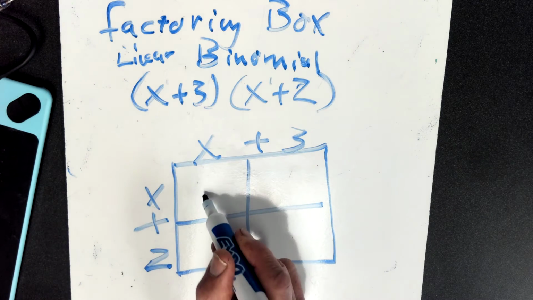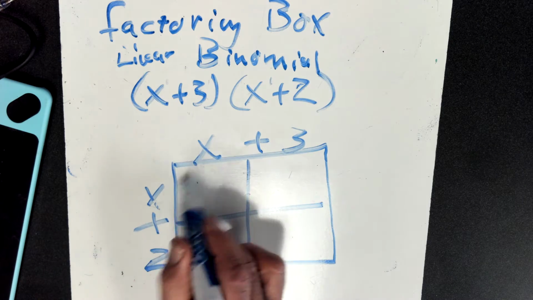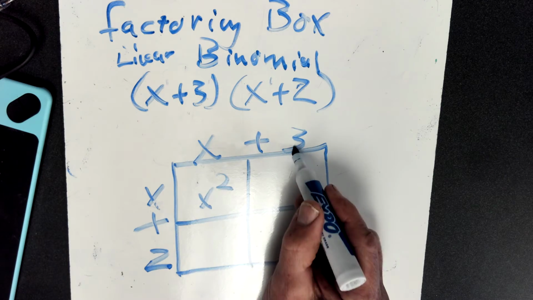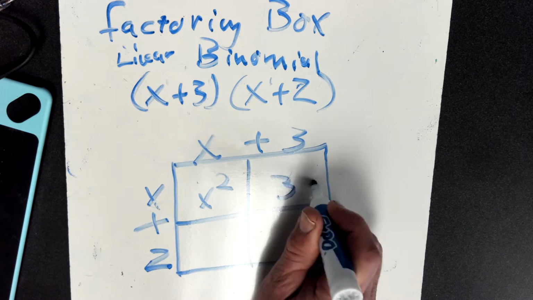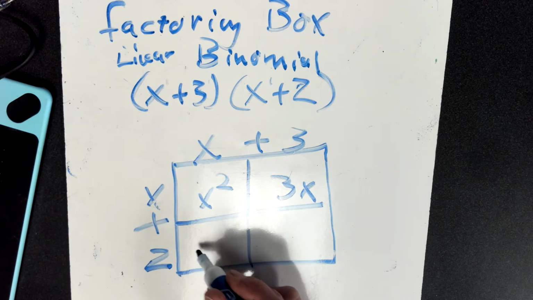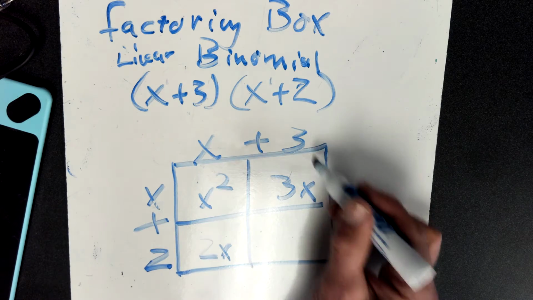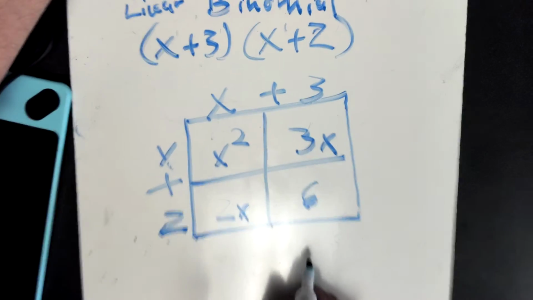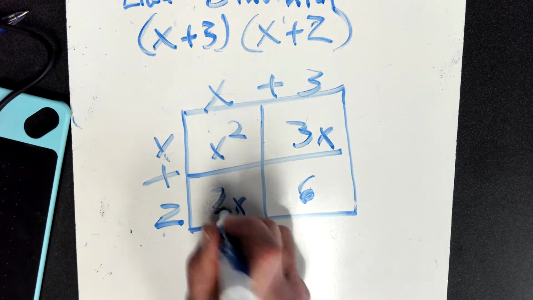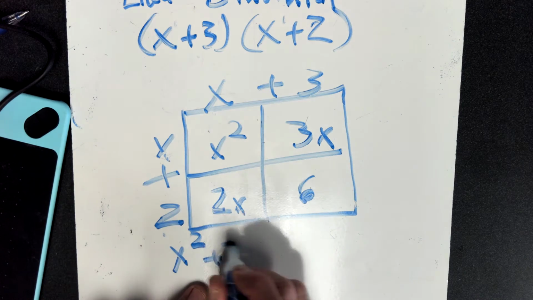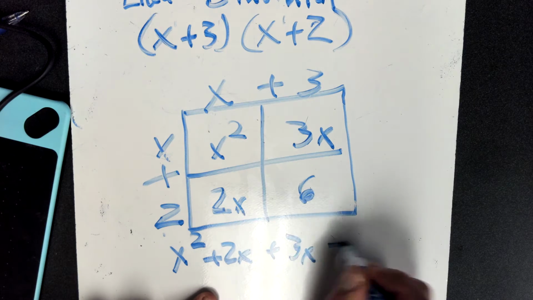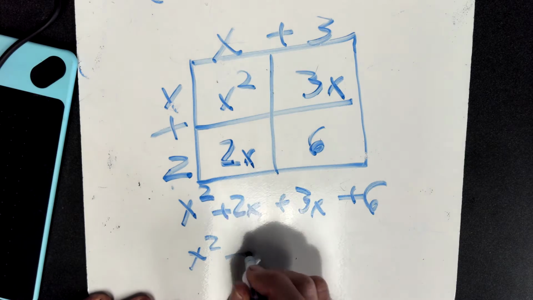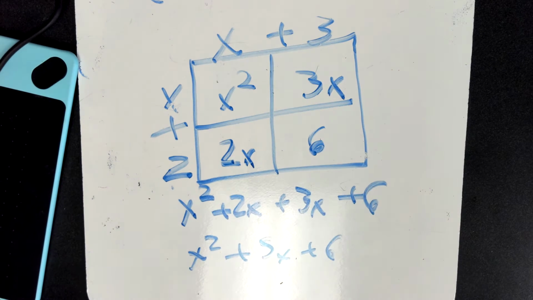And then this box represents the multiplication of these two dimensions, x squared. This box represents the multiplication of these two dimensions, 3x. This one, 2x. And this one, 2 times 3 is 6. So that gives me x squared plus 2x plus 3x plus 6, which can be simplified to x squared plus 5x plus 6.